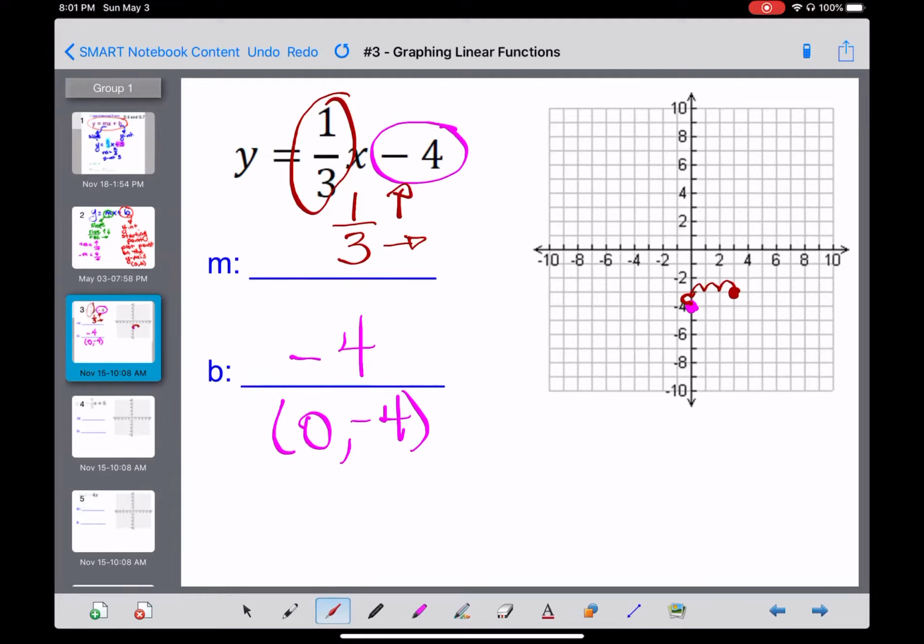And I continue the pattern, up 1, 2, 3. But I know that in IXL, you only need 2 points. If you had to do this on paper, you would need to complete the other half. So then I would do the opposite: 1 down and 3 to the other side. And then you would just continue, and then I would draw my line. And that's it, guys. Okay?